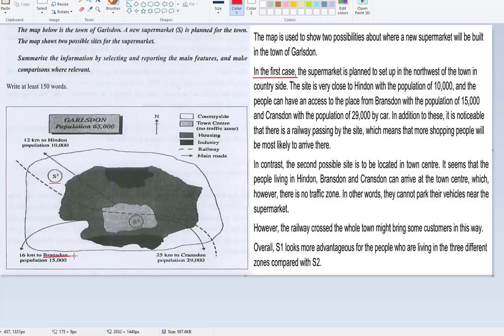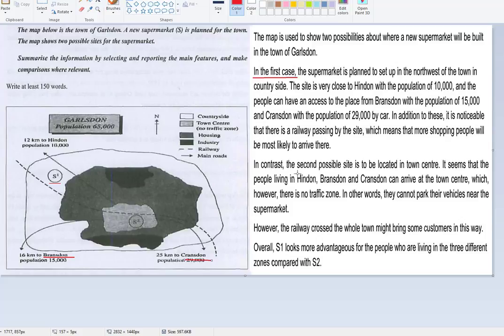Where's that here? Is this person talking about S1? I would have thought this would be S2. And Cranston. There is a railway passing by the site. The railway. But the railway seems to pass both sides. Not just the first one.